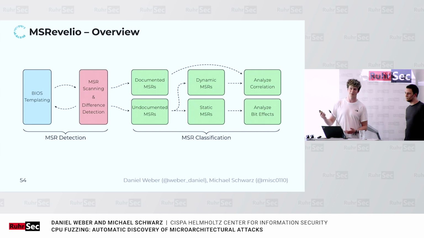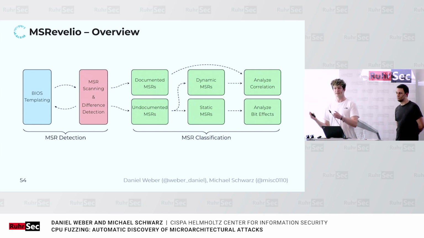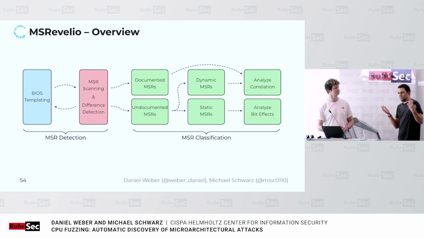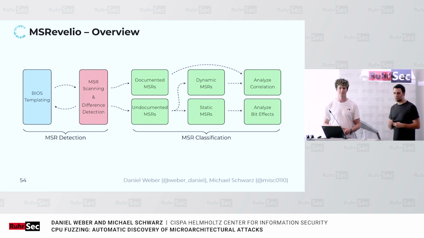Okay, for the dynamic MSRs, we just read out their value and try to correlate it with what we already have. Maybe they're just a second way to access the same interface. On the other hand, for the static MSRs, we just play around with some of those bits, then we execute some instructions, and we take a look whether we can detect any differences there. And we expect that there are like a few hundred documented ones. There might be a handful of undocumented ones.